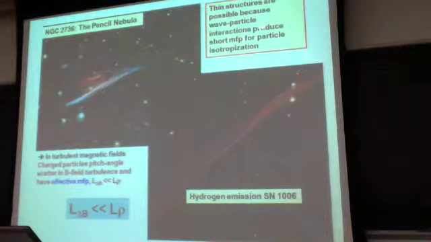So these thin structures are possible because you have wave-particle interactions that produce a mean free path much shorter than that of particle-particle collisions. In turbulent magnetic fields, charged particles pitch angle scatter in the magnetic turbulence, and you get an effective mean free path, which literally can be many orders of magnitude smaller. So this is the idea that this process works in collisionless plasmas.